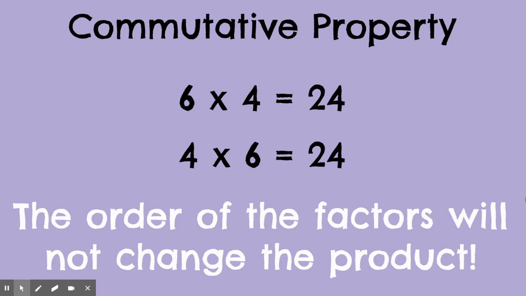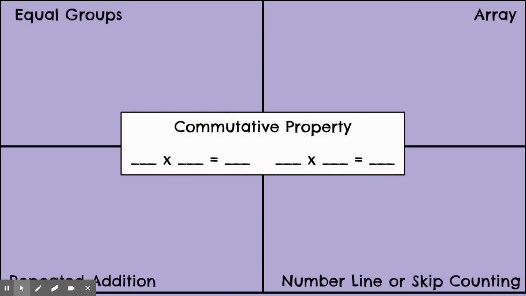Now that we have reviewed our models, let's go ahead and practice using all of our models to represent and solve a multiplication fact. So our job is going to be to represent 5 times 7 using equal groups, arrays, repeated addition, and a number line and skip counting.